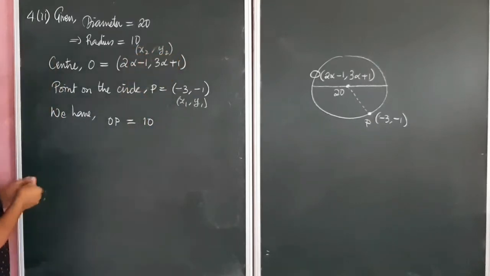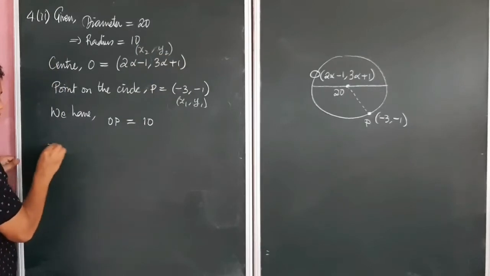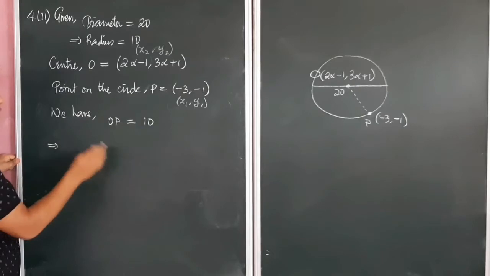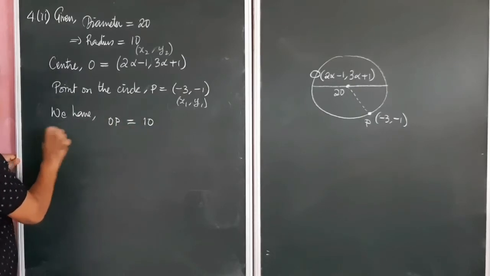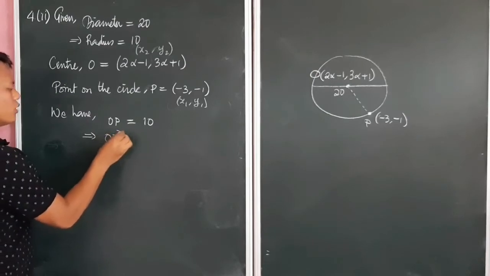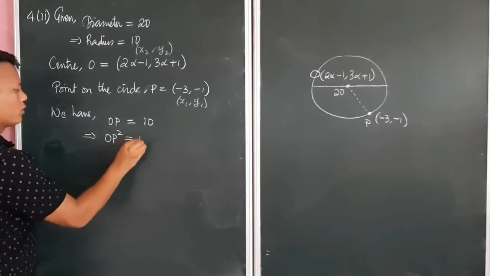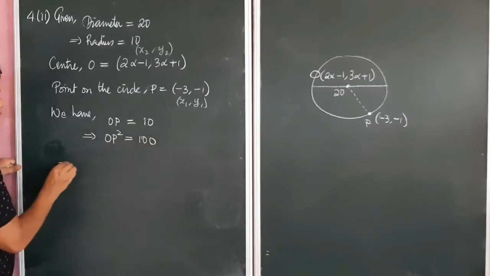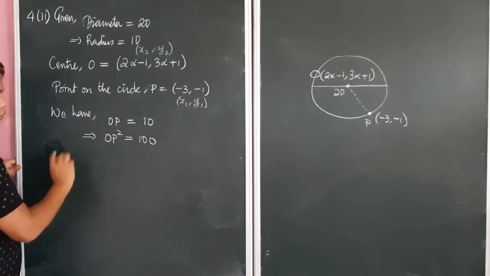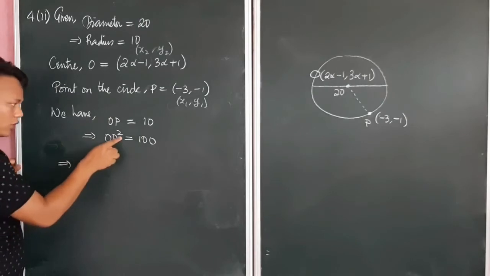So according to the distance formula, if you want to square here as well, that's also fine. Let me square here first. I did not write the whole square root. So OP square will be 100. When you apply the distance formula to OP, you need not write the square root sign because you have already squared here.